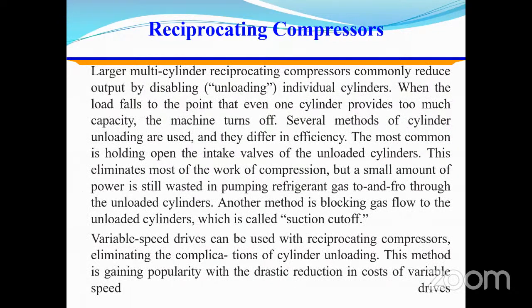Larger multi-cylinder reciprocating compressors commonly reduce output by disabling, that is unloading, individual cylinders. When the load falls to the point that even one cylinder provides too much capacity, the machine turns off. Several methods of cylinder unloading are used and they differ in efficiency.